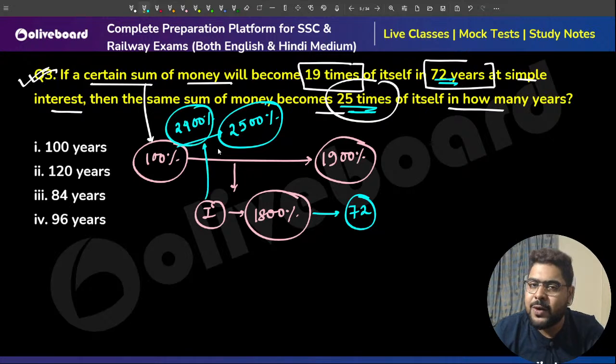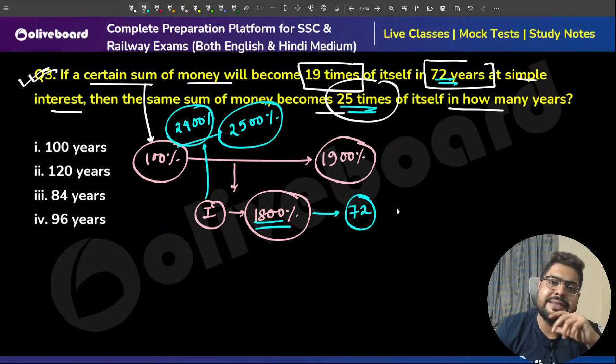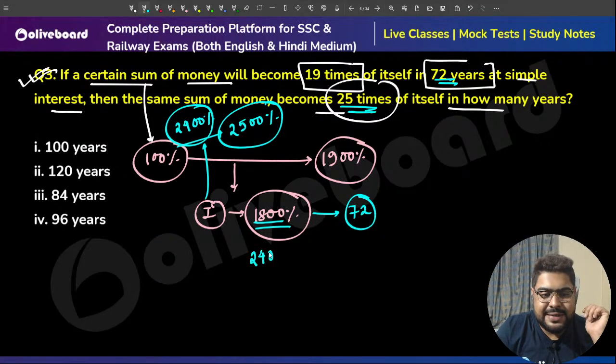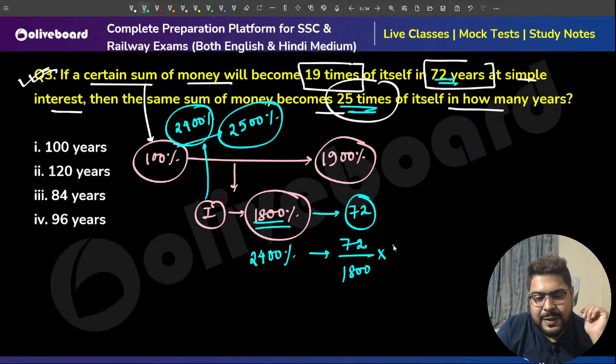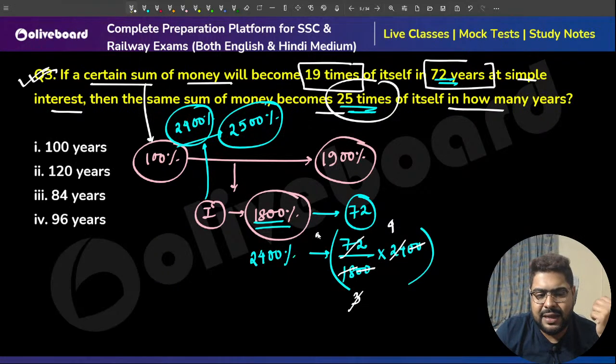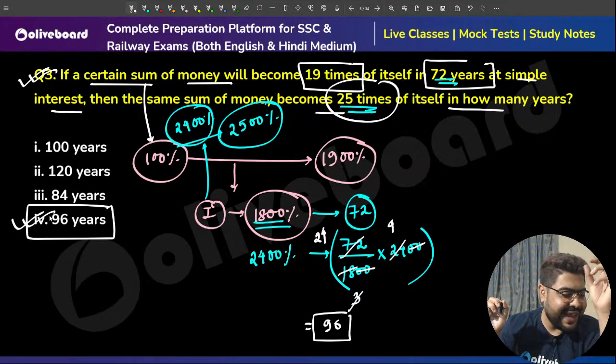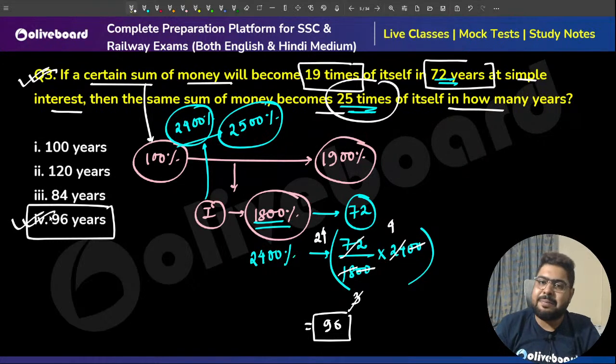So I need to somehow achieve 2400% interest. 1800% I'm getting in 72 years. In how many years can I get 2400%? Anybody will say, just do this, 72 by 1800 into 2400. 2 zeros gone. 6 fours are this, 6 threes are this. Or rather, you can directly calculate it: 24 fours are 96. So in 96 years, such a thing will happen.